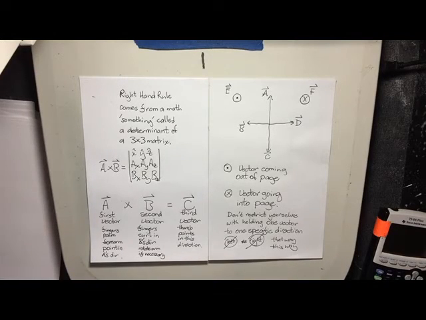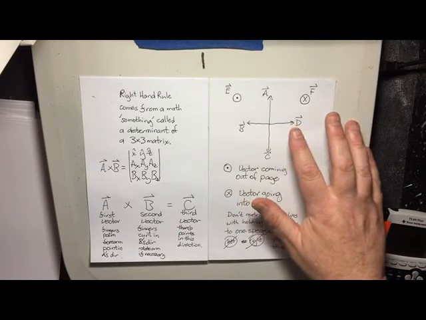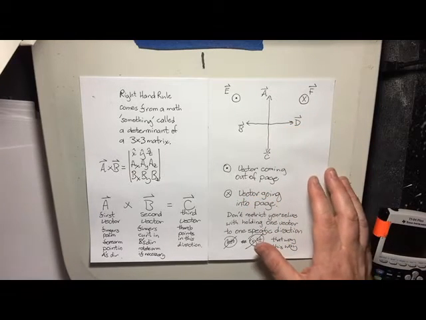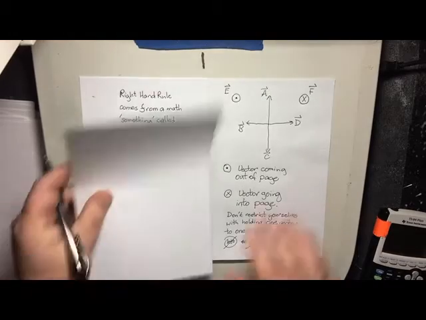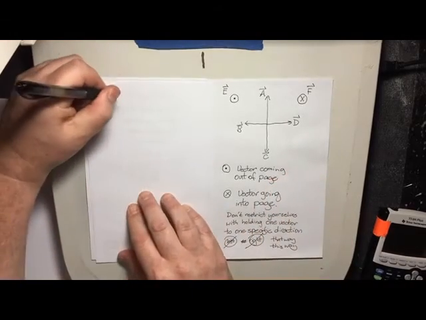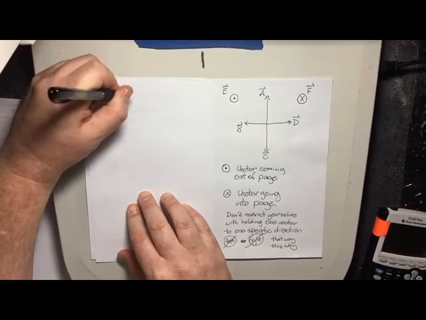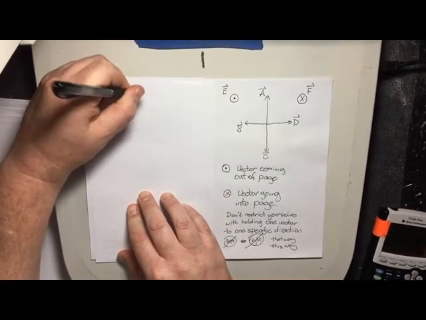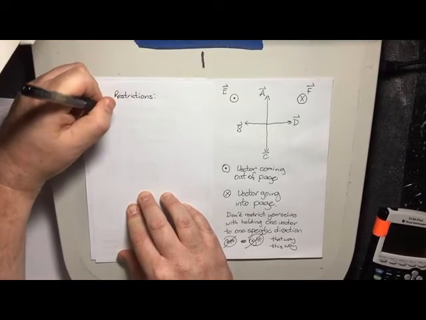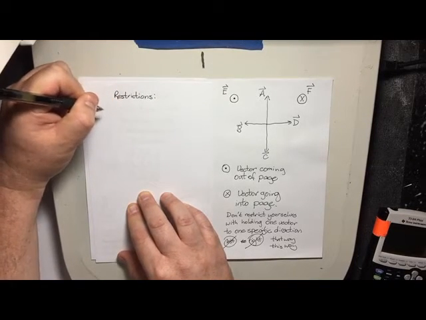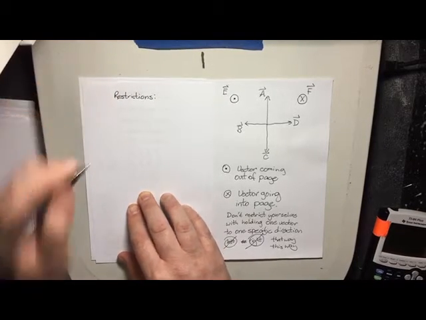So let's play the game with this. I'm going to come up with some. Now, there are some restrictions. So restrictions are an invalid way. Now, mathematically, you can work with these, but in a 213 format, I'm not.